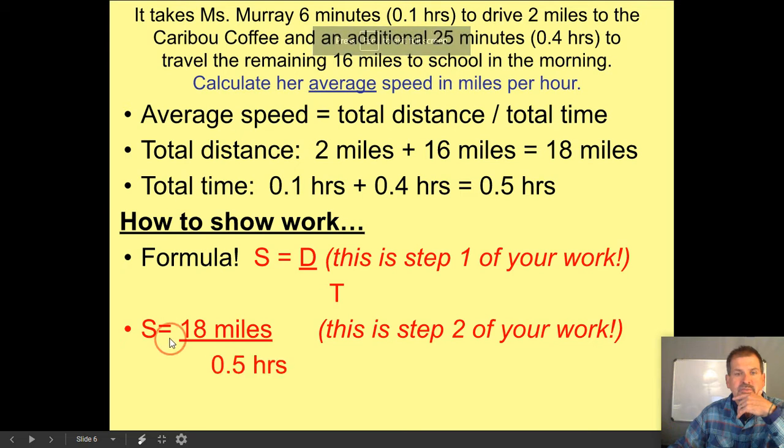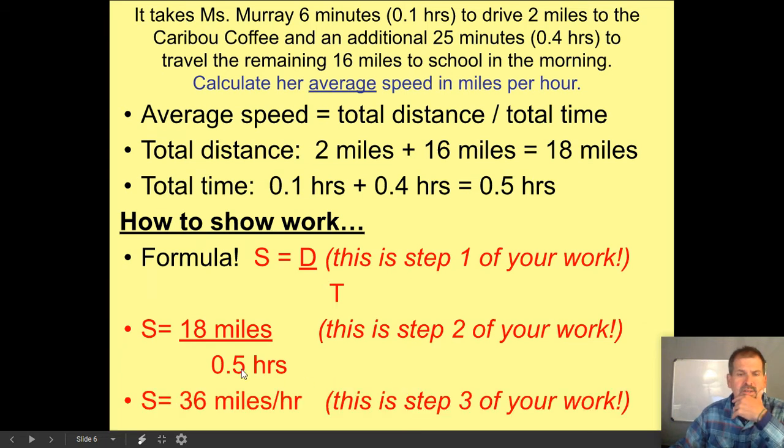All right, so what's our speed? Our speed is 18 miles over 0.5 hours. Now that's the total, right? That's the total, because we already figured out here that it's 0.1 hour plus 0.4 hours. So this would be like step 2 of your work. Then here's our final answer. 36 miles per hour. This is step 3 of your work, because we take 18 divided by 0.5. Right? So initially she drives kind of slow, and then she drives faster, but we're calculating the average.